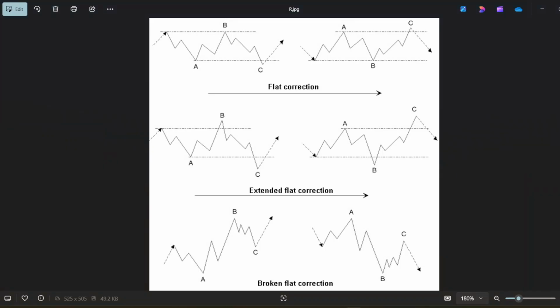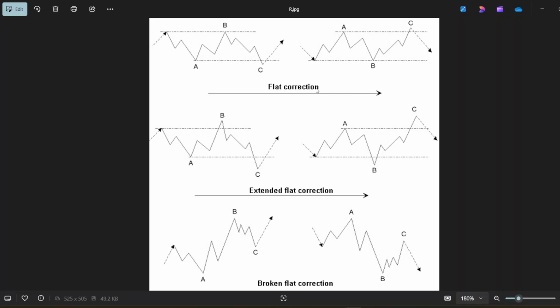Okay? Then finally, set your stop loss. It's important. Now, this one is about risk management, right? And exit strategy. Always make sure you make use of stop losses, okay? You can set your stop loss below the last low of wave C, that's for buys, or above the last high of wave C, that's for sells.